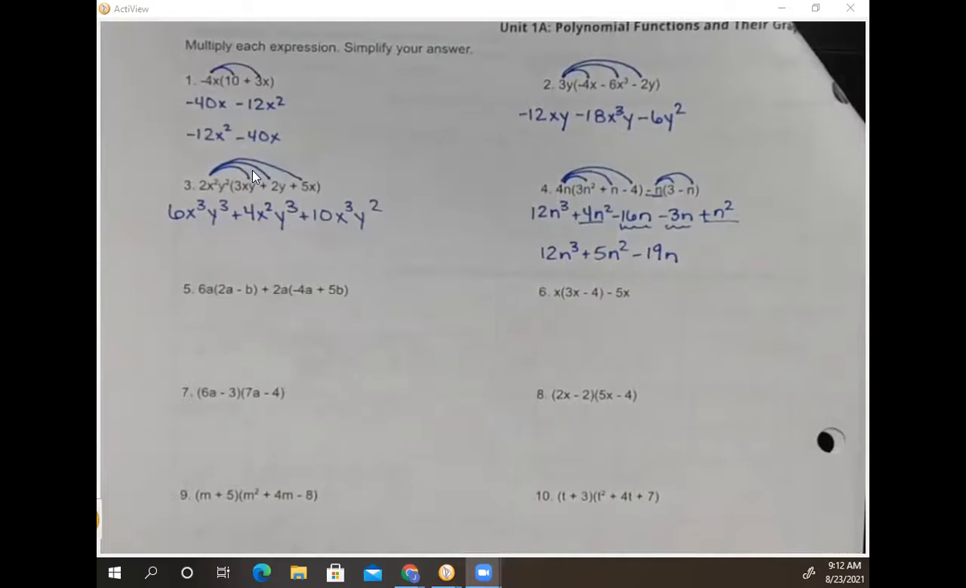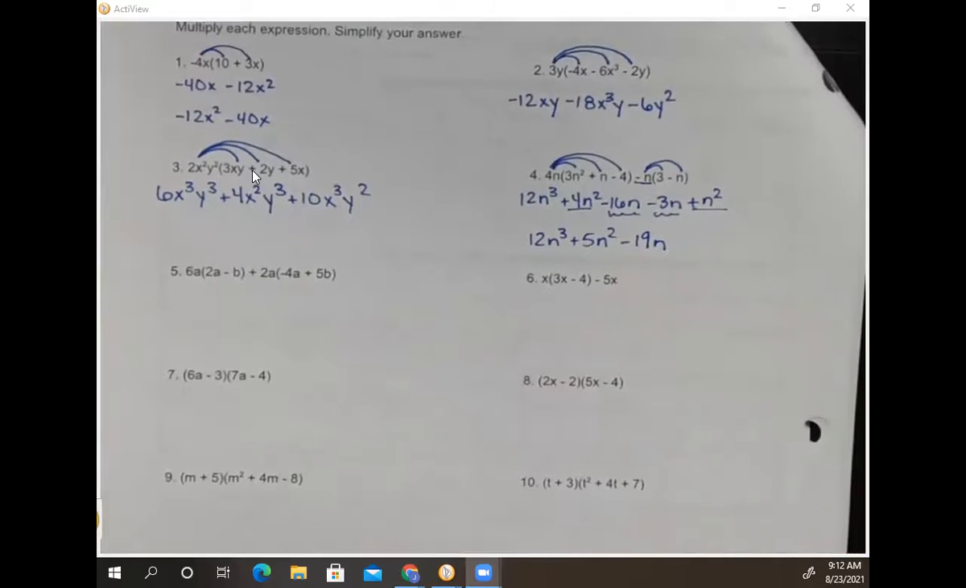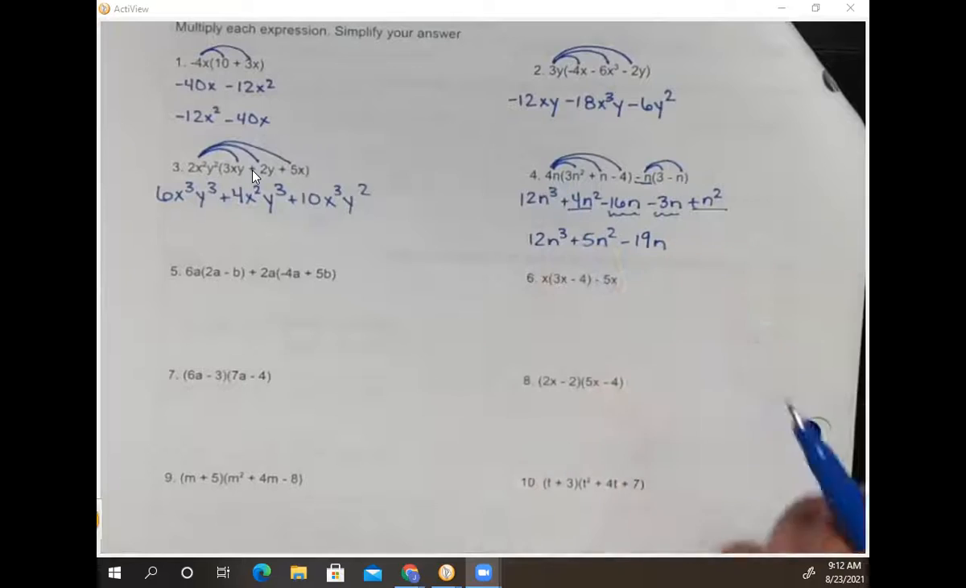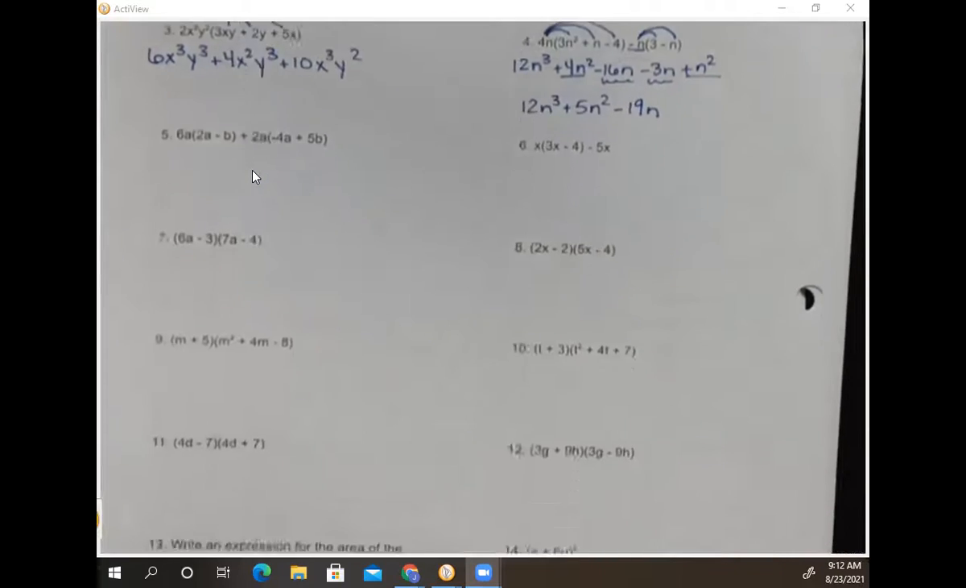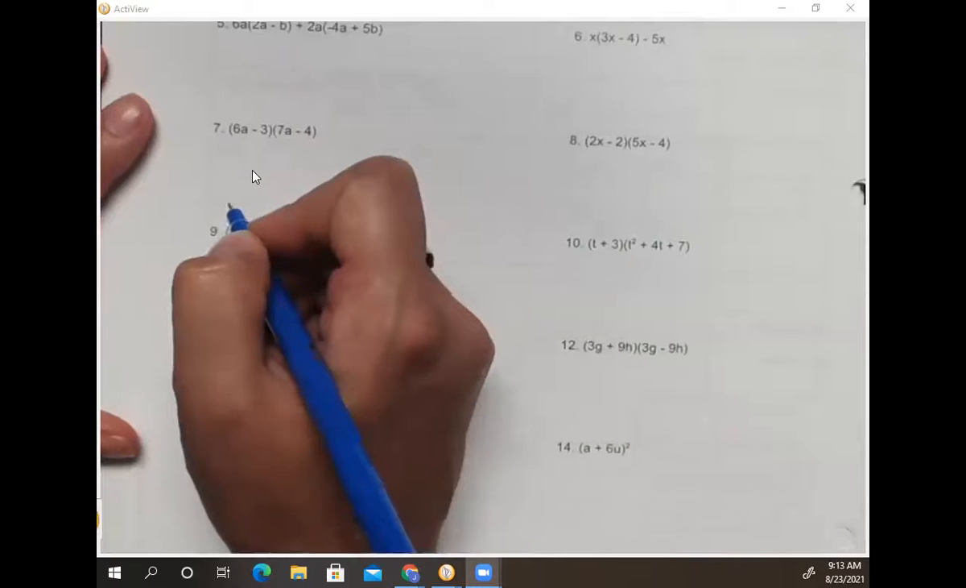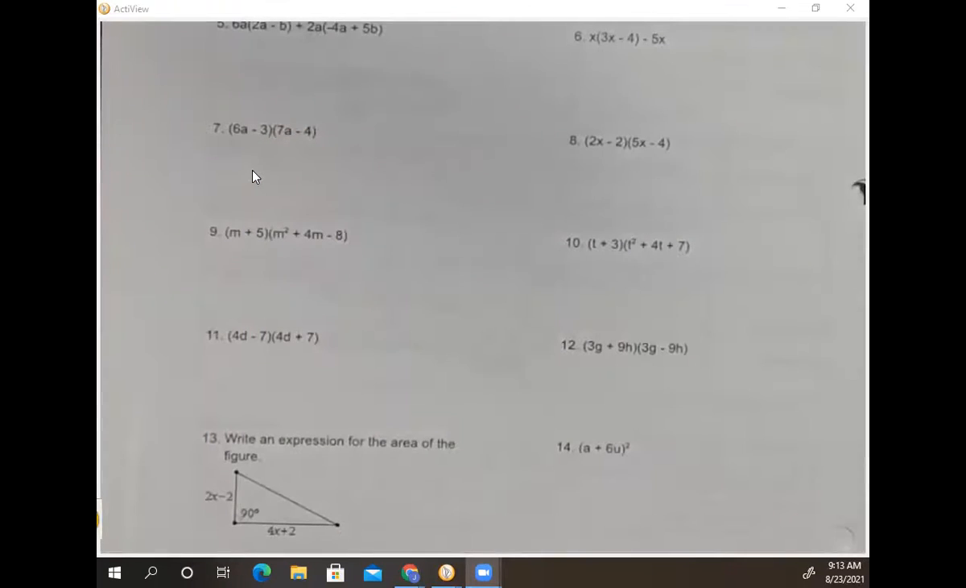Questions for me on number 4? Okay. Now let's hop down to a problem where I am distributing more than just one term into parentheses. So let's hop down to number 7. Take a look at number 7. So this time I have a quantity times a quantity, a thing in parentheses times another thing in parentheses.